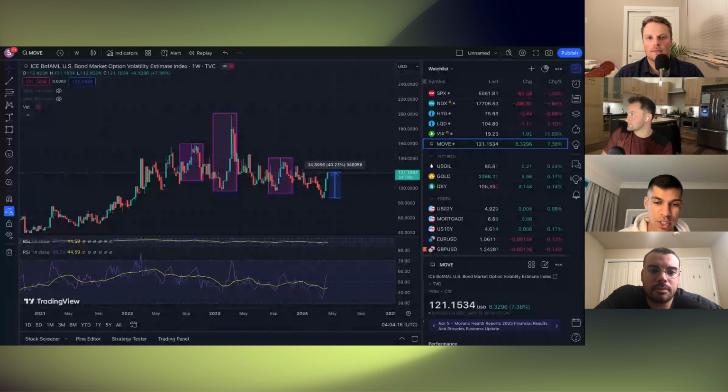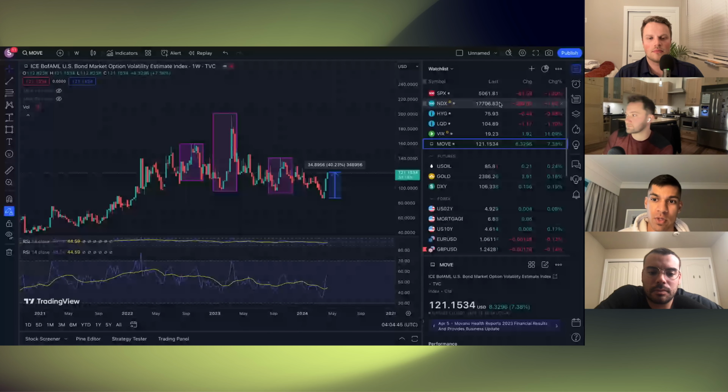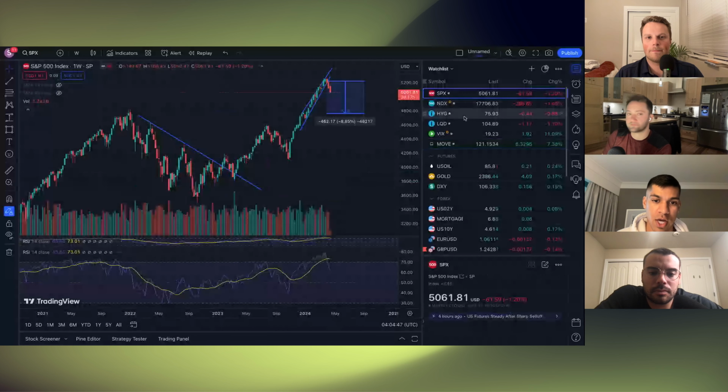The main thing to watch here is the previous few times this happened: September, October this year, or in 2023, as well as March of last year, in March 2023, and starting in August of 2022. We go back and look at those periods, and we do see similar steep rises in the MOVE index. And we go back and we look at the S&P during those times.